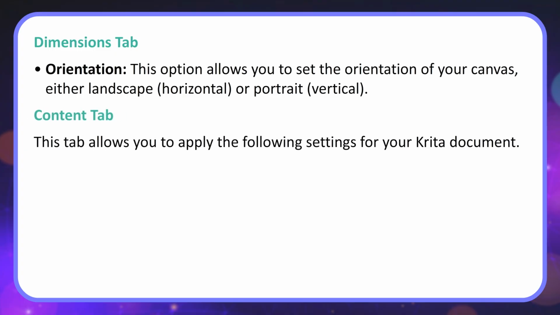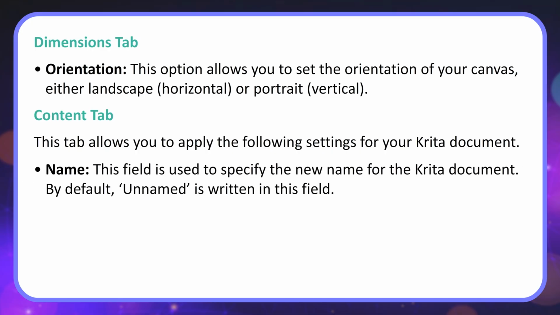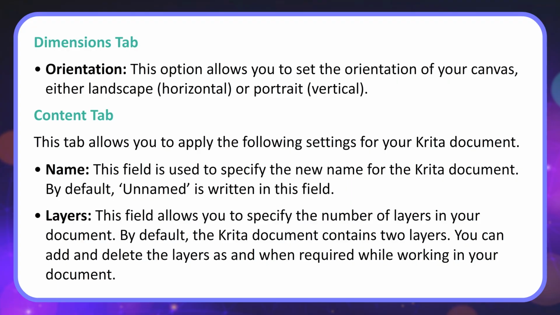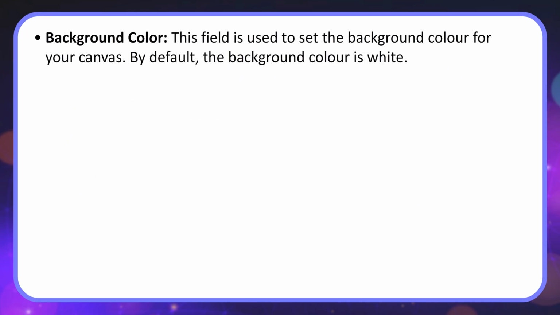Content tab. This tab allows you to apply the following settings for your Krita document. Name. This field is used to specify the new name for the Krita document. By default, unnamed is written in this field. Layers. This field allows you to specify the number of layers in your document. By default, the Krita document contains 2 layers. You can add and delete the layers as and when required while working in your document.